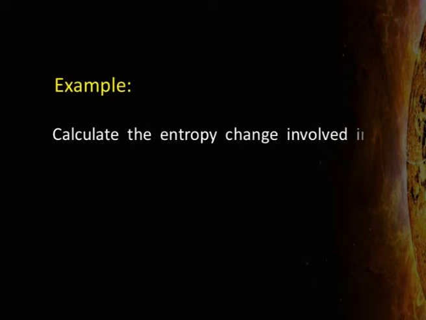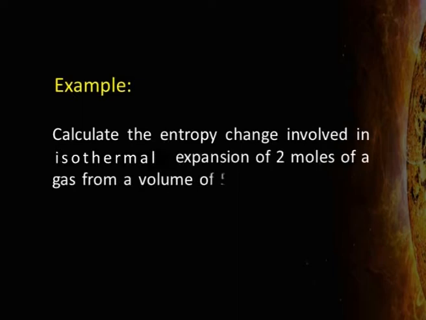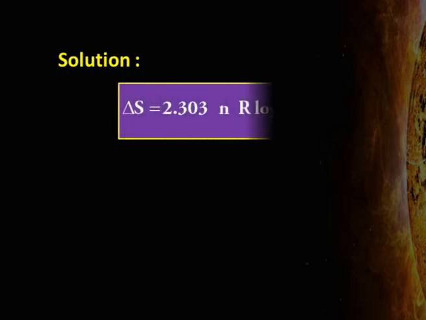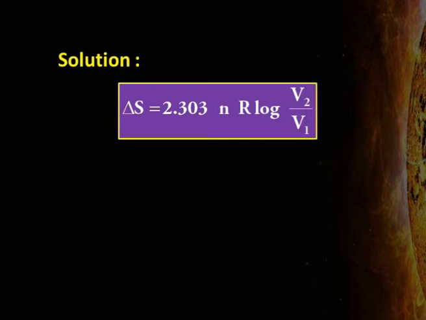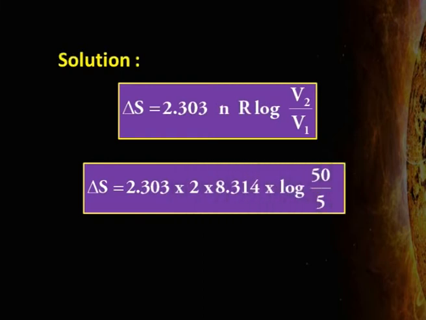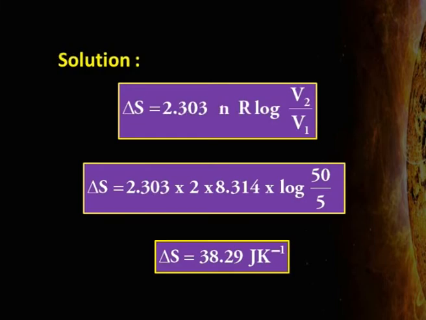Now, we are going to discuss some examples for the calculation of entropy change at constant temperature. Calculate the entropy change involved in isothermal expansion of 2 moles of a gas from a volume of 5 liters to a volume of 50 liters at 303 Kelvin. Now, using the relationship delta S equal to 2.303 nR log of V2 divided by V1, we will get delta S equal to 2.303 multiplied by 2 multiplied by 8.314 into log of 50 divided by 5, which is equal to 38.29 joules per Kelvin.